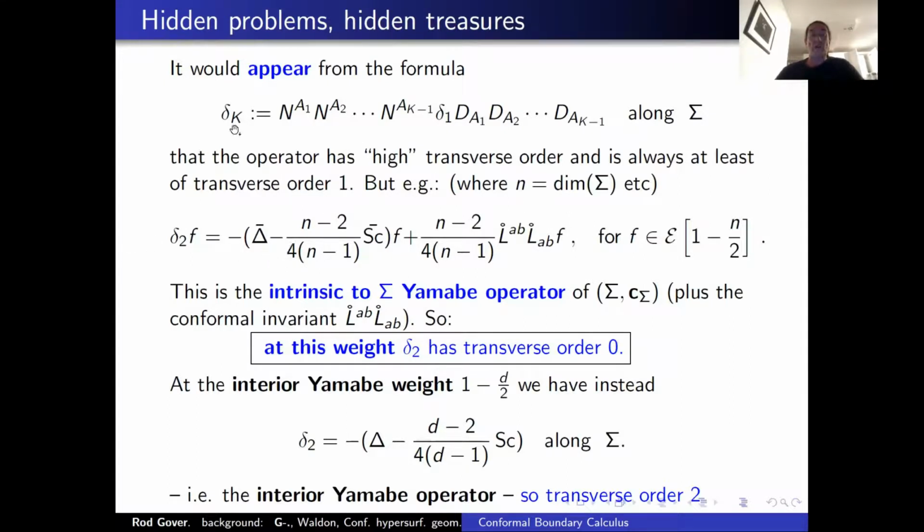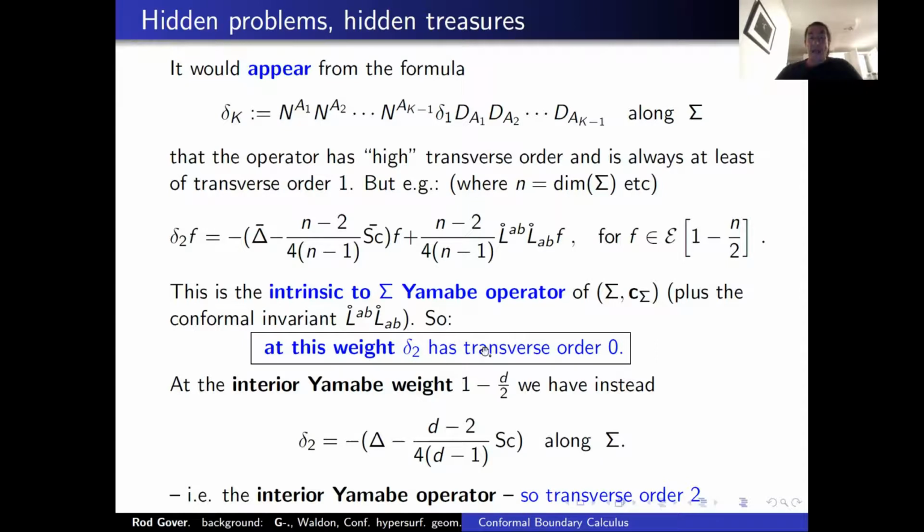When you take the delta 2, that will just have delta 1 and 1 D and then 1 N, right? So that forms delta 2. Now, if you use the weight which I call the boundary Yamabe weight, so this is the weight at which the boundary Yamabe operator is conformally invariant, then this delta 2 actually just is the boundary Yamabe operator. Well, also a bit of the trace-free second fundamental form contracted into itself, but that's just conformally invariant, just forget that. This is the boundary Yamabe operator. So at that weight, this operator has transverse order 0. So it completely failed that test. On the other hand, it produced something very interesting, a boundary conformal operator.